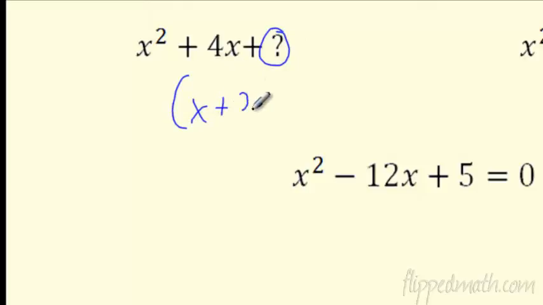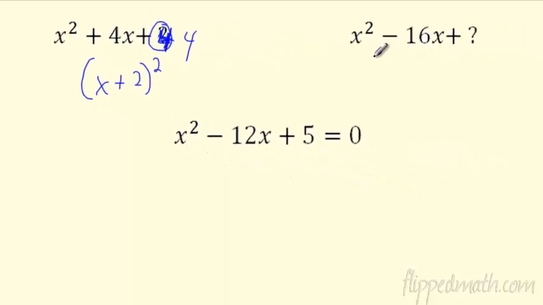We were cutting that in half, weren't we? Cut that in half is 2, square it, and then I add a plus 4 out here. So that question mark turns into a plus 4. Plus 4. So you're adding 4 to both sides. So really, I can make perfect squares.